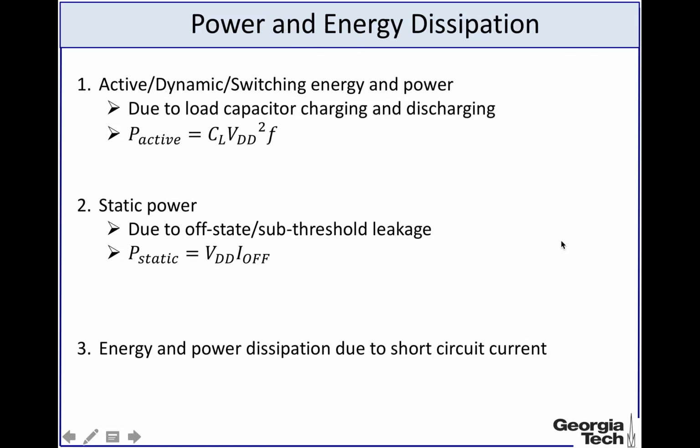Alright, so that's that. There are two components of power and energy dissipation. The first one is the active power, or the dynamic power, or the switching power, and that power is equal to CL VDD square F, which depends on the frequency. On the other hand, the static power is simply VDD multiplied with I off, and note that the static power is independent of frequency. That is one important distinction between static power and active power.